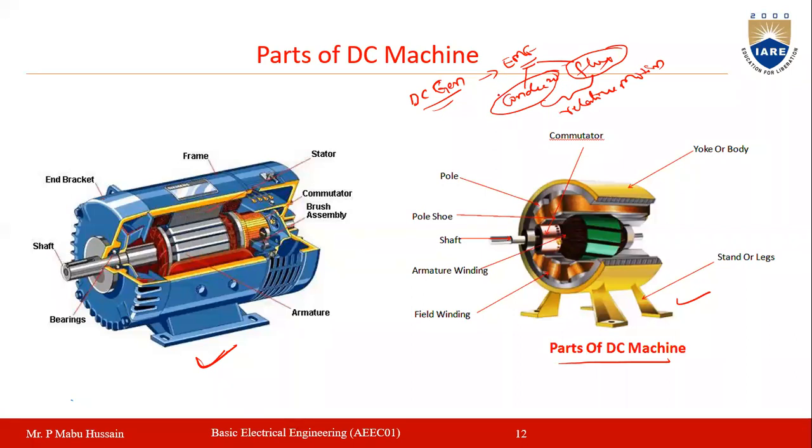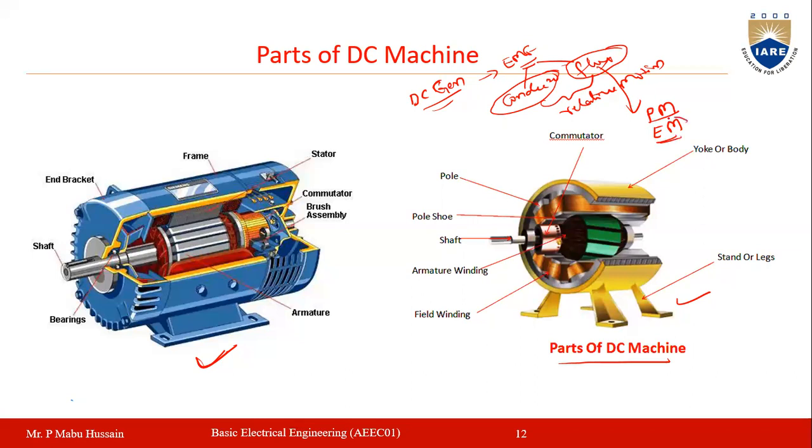So in a DC generator, you rotate the conductors and you keep the magnetic flux fixed. How can you produce this magnetic flux? The magnetic flux will be produced either by using permanent magnets, or you can use electromagnets.